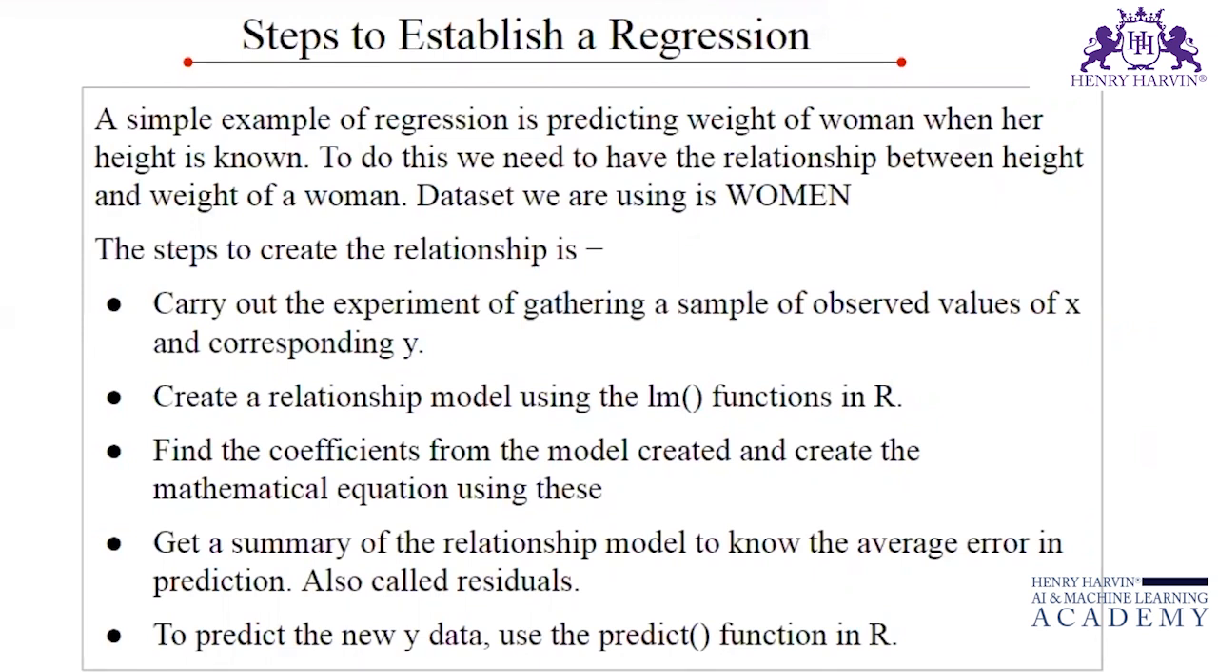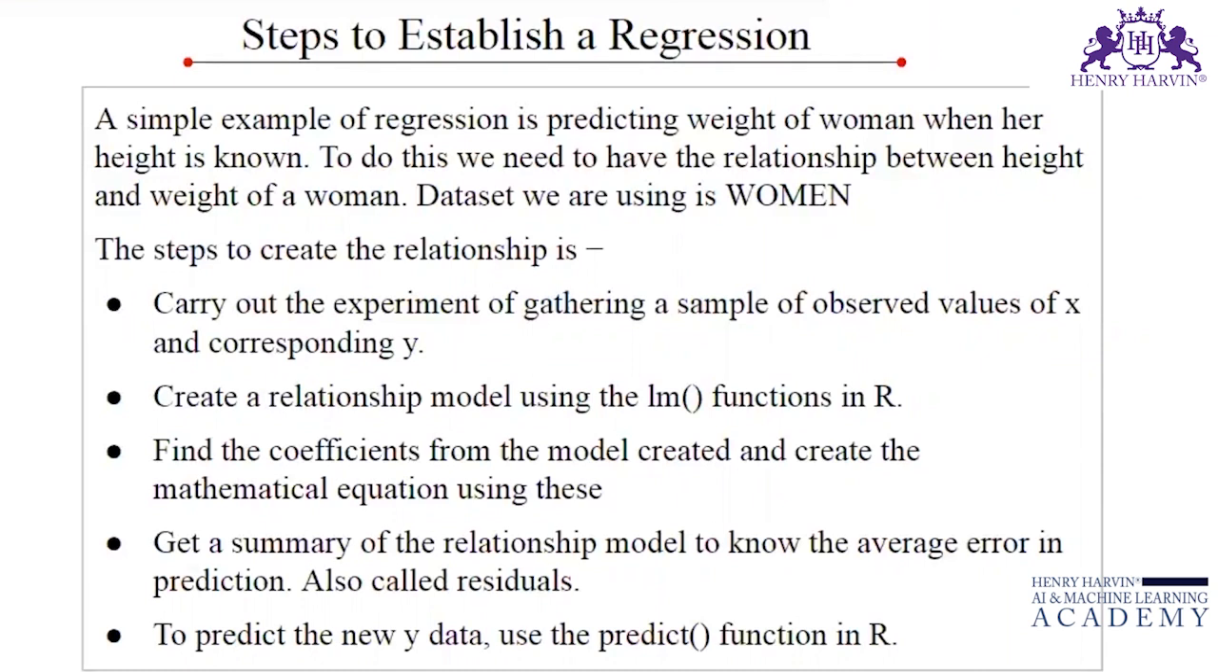We are taking a data set that is inbuilt in R and it is called the women data set. In it, there are values of height and weight of women aged between 30 to 39. And to build a regression model, the steps are: there should be an experiment of gathering a sample of observed values of X and corresponding Y. So here we are taking a sample of observed values of height and their corresponding weight.